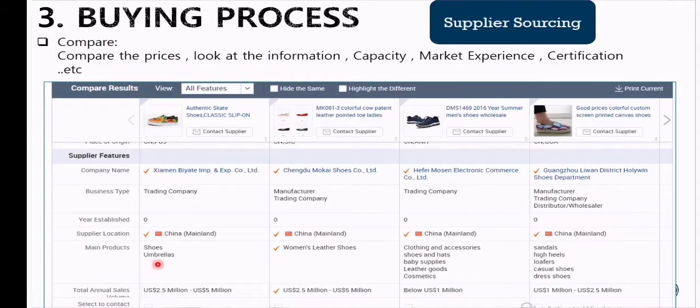After that, what they're gonna do is they're gonna compare. Again, if you are using Alibaba or something like this, they're gonna compare. Price is only one factor, but they're also gonna look at your information, who you are, how do you describe yourself, what is your capacity, what is your market experience.